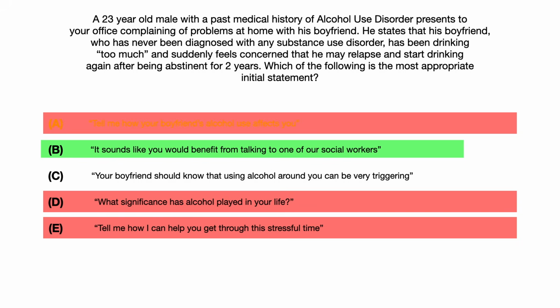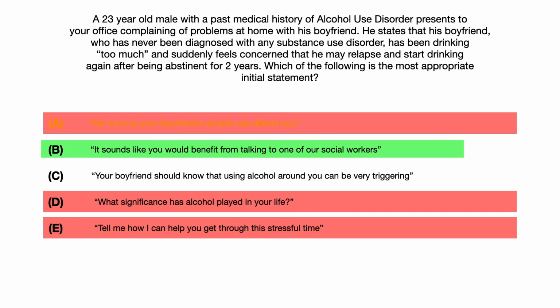So choice B, it sounds like you would benefit from talking to one of our social workers. That's objectively true information. However, on all of the communications questions, if the answer involves punting the responsibility to somebody else, like saying you would benefit from a psychiatry consult, or you would benefit from going to the office of a neurologist, or you should talk to a social worker, any of those things where you give the responsibility away is never the correct answer. So although B may be true objectively, it's not correct.